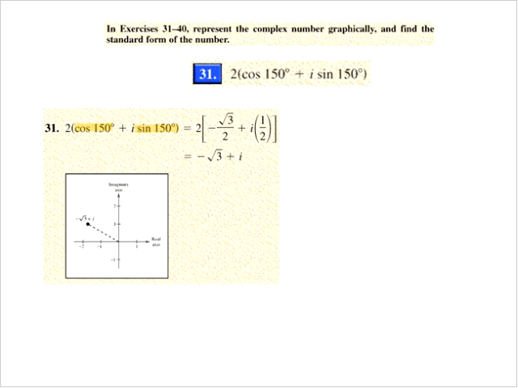Okay, let's distribute the 2. When I do that, those cancel. So I get negative square root 3 plus 1i. So there is the standard form. And let's graph that then. So that's technically the point, negative square root 3, 1. So I'd have to move negative square root 3 to the left and up 1. That puts me in quadrant 2, which is where 150 degrees is. And then we just draw a dashed line back to the origin.